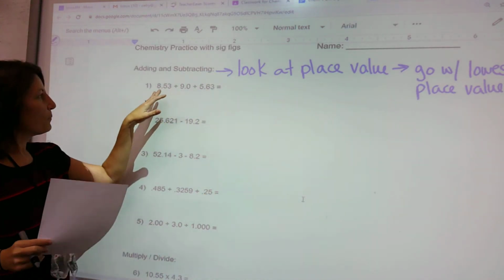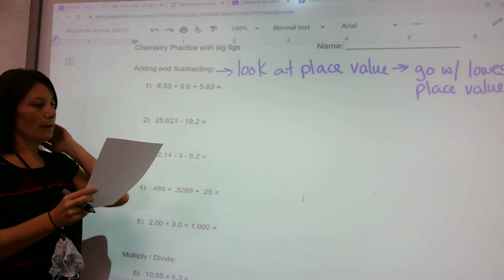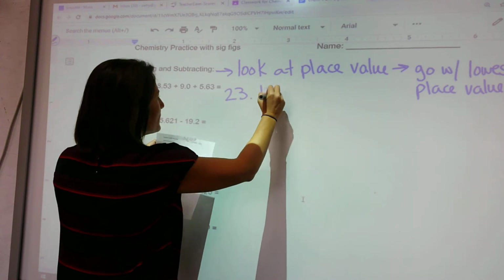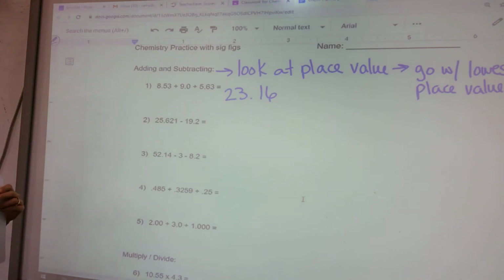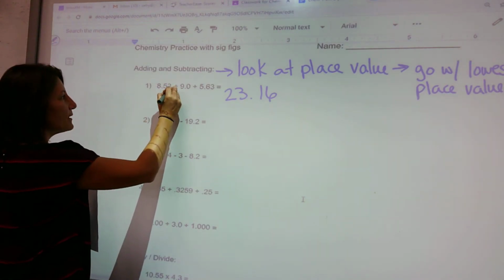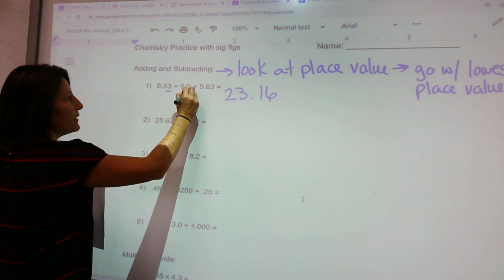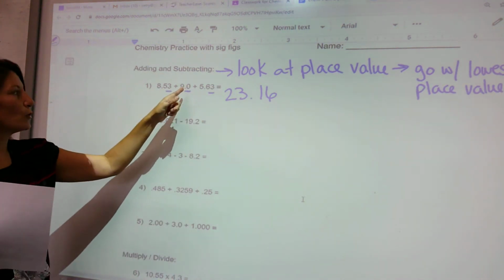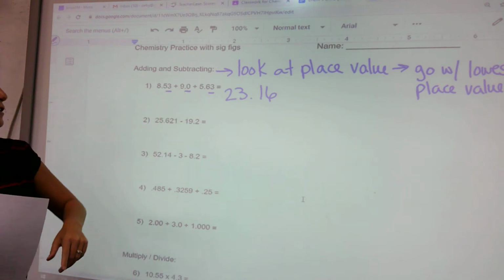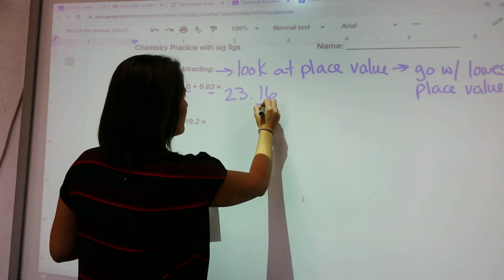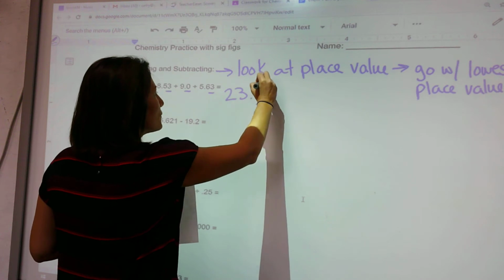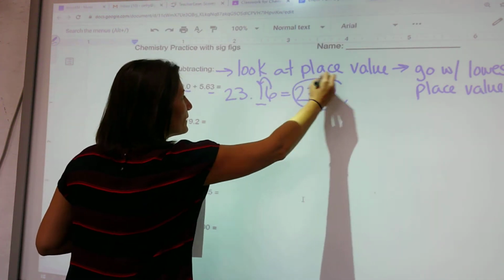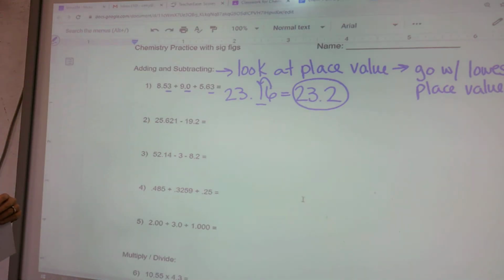Alright, so if you were to plug all this into your calculator, it would give you 23.16. So if I'm looking at place value though, I can see where this ends in the hundredths, this ends in the tenths. So I'm going to go with the lowest place value, which is the tenths. So my answer is going to end in the tenths. Now I need to round. So that 6 will round that up to a 2. So the correct answer is 23.2.